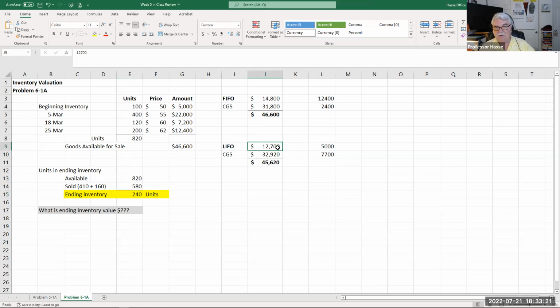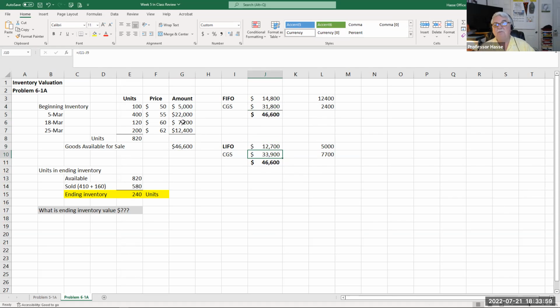So if I do that, that means our LIFO ending inventory was $12,700, meaning our expense was, making sure this has to equal 46,600. So let's do that here. I still didn't fix my arithmetic, Mr. Hasse. Meaning our cost of goods sold is $33,900. They have to total the amount available for sale, the total of all the inventory. Part of this is an asset, part of this is an expense.